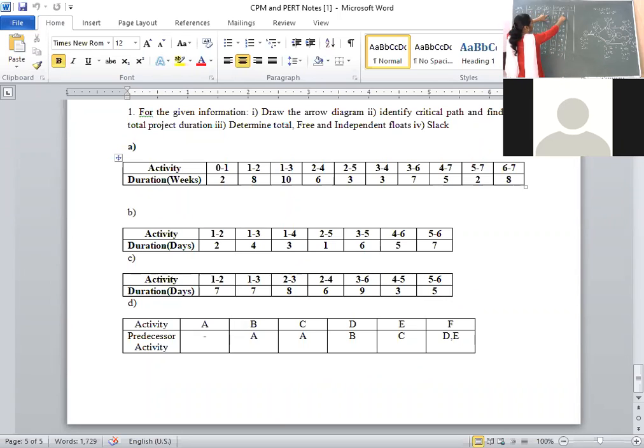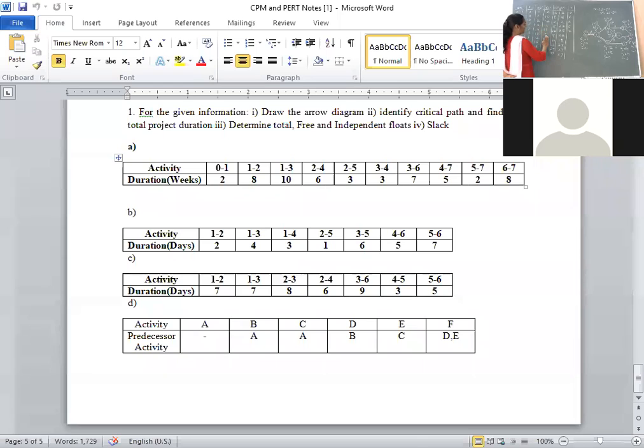See, if you take LF minus EF, 2 minus 2, total float value is coming 0. Or if you want to take the other formula, LS minus ES, 0 minus 0, you will get 0. Next, for activity 1 to 2, LF minus EF, that is 16 minus 10, we are getting 6. Otherwise, 8 minus 2, 6. Here, 12 minus 12, 0, or the other way, 2 minus 2, 0. Next, 22 minus 16, 6, or 16 minus 10, it is 6. Next, 25 minus 13, it's 12, or 22 minus 10, it is 12.